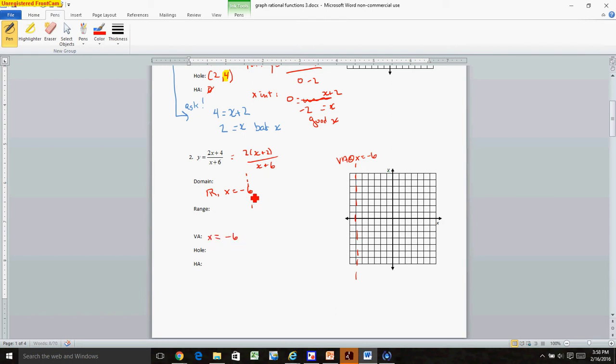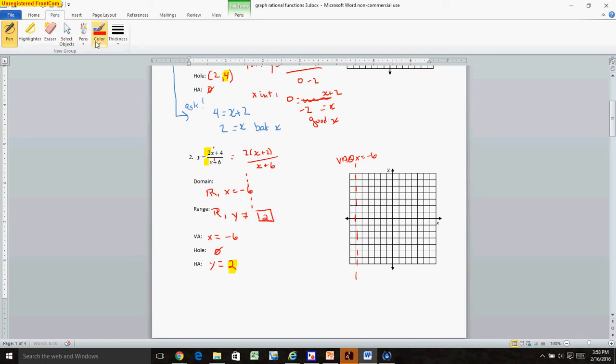Since I only had one bad x and it's a vertical asymptote, I didn't have a hole. For the horizontal asymptote, since I have even degrees, the horizontal asymptote is at the ratio of the leading coefficients, which is 2 to 1. So my horizontal asymptote is where y is equal to 2. That's my only suspect, since I didn't have a hole. That's my only suspect for the range. The range is all real numbers, but maybe y is not going to equal 2.